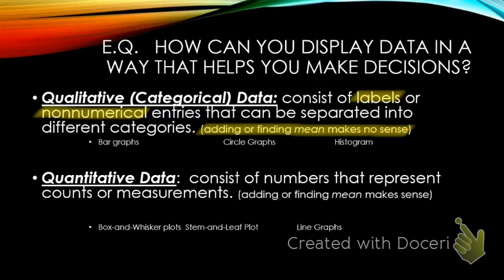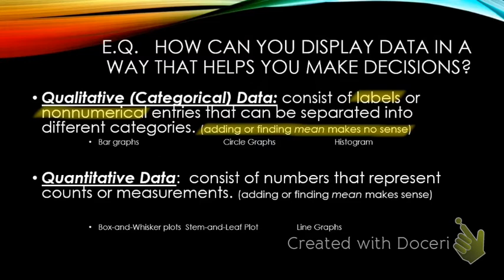All right? The best displays for qualitative data would be bar graphs, circle graphs, and histograms, because you don't have to have numbers to make those types of displays. So qualitative data would be best on these types of data displays.